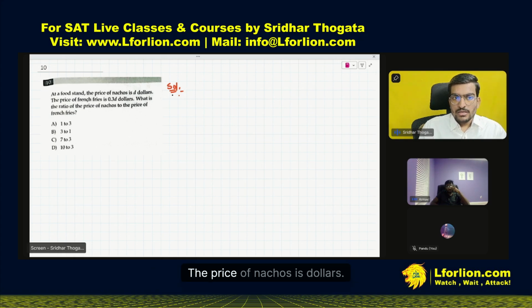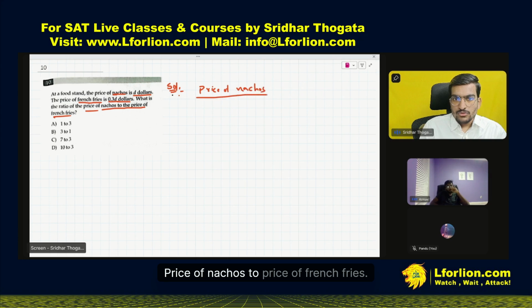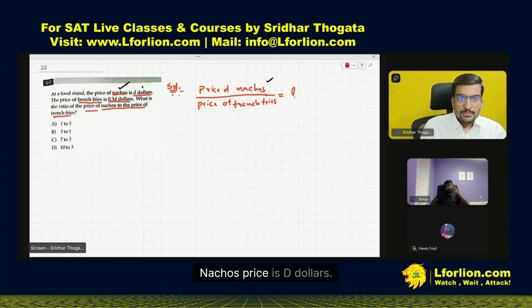At a food stand, the price of nachos is D dollars. The price of French fries is 0.3D dollars. What is the ratio of the price of nachos to the price of French fries? This is what we need to find. So what is the price of nachos? Nachos price is D dollars.